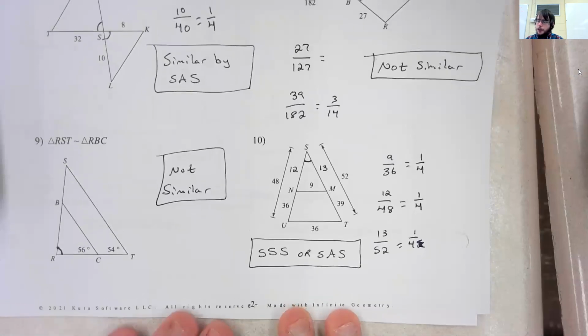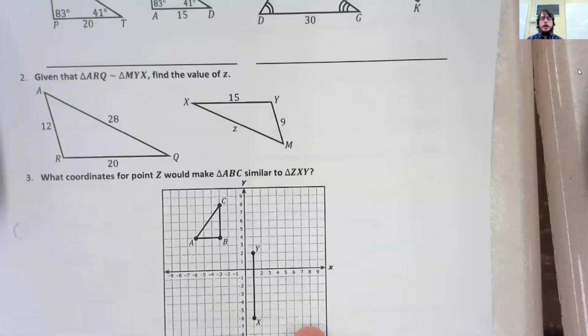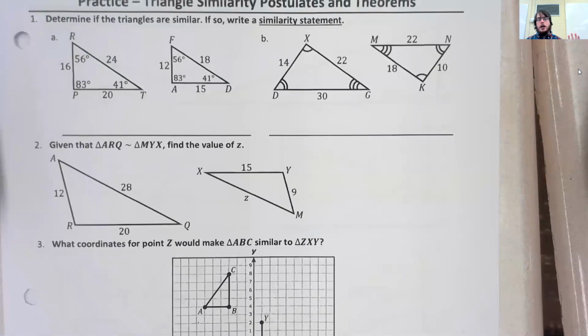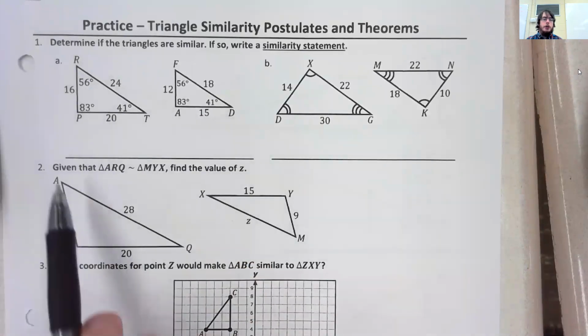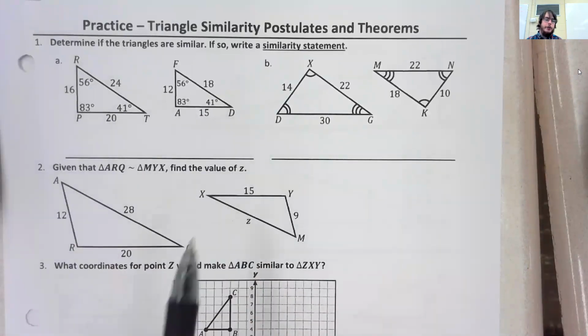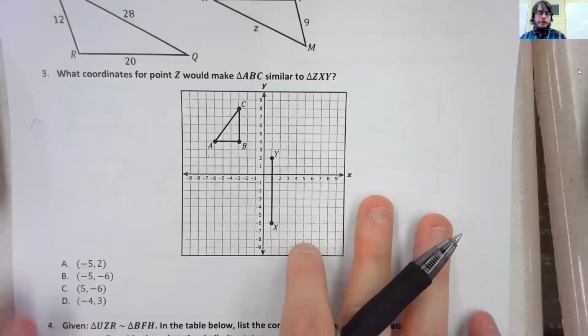For the examples on that, we are now going to move on to some problems here. We're not going to do all of these problems. Some of these problems, like number 1, just want you to determine if they're similar. Number 2 wants you to find the value of Z, which is not too much of an issue. But we are going to look at something like number 3, okay?